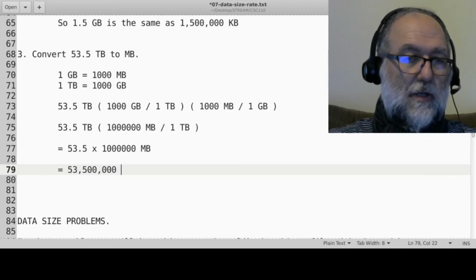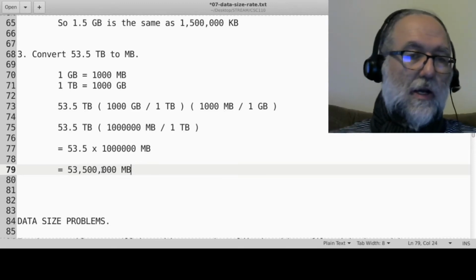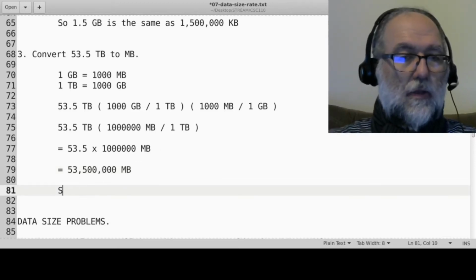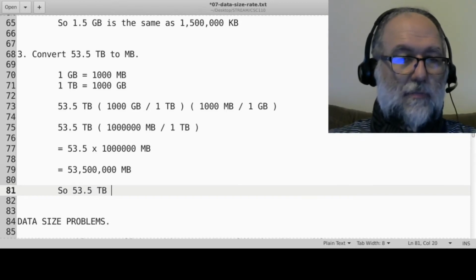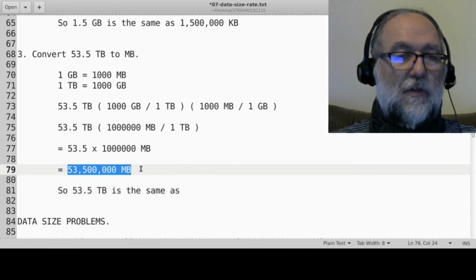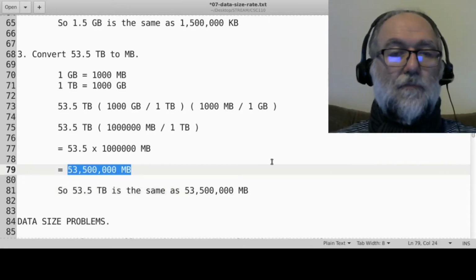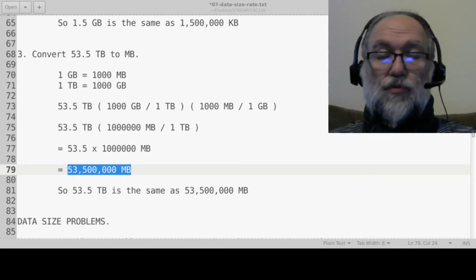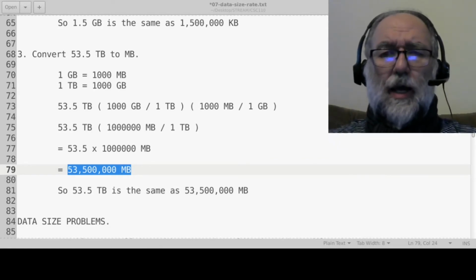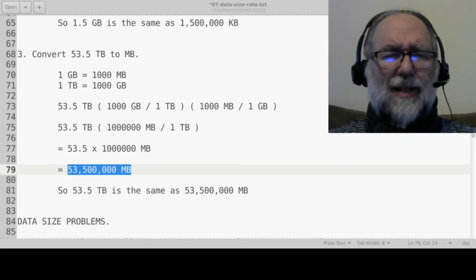53,500,000 megabytes. Okay. All right. So 53.5 terabytes is the same as 53,500,000 megabytes. All right. I'm not going to do any more unit conversion problems because by themselves, they can get a little tricky, but not that tricky.